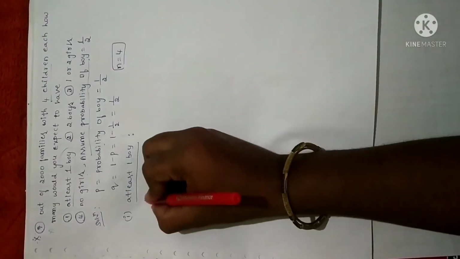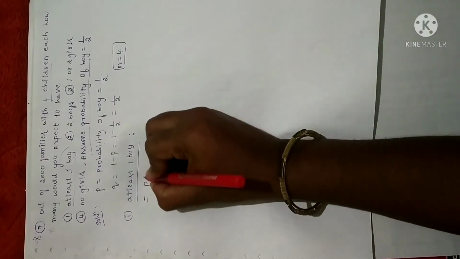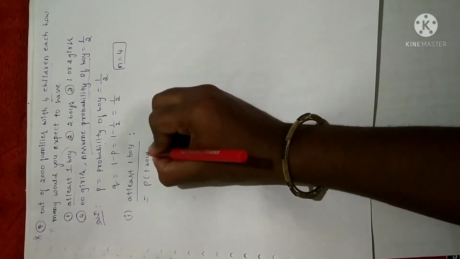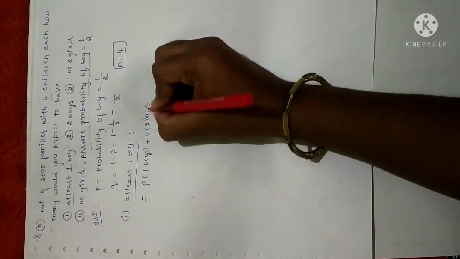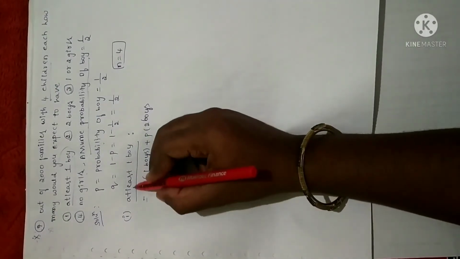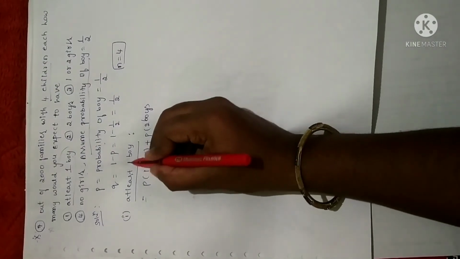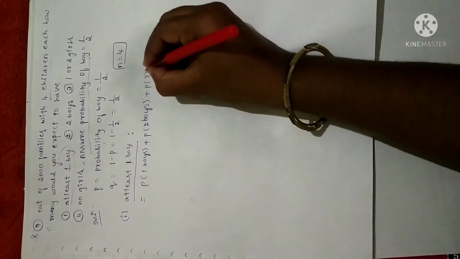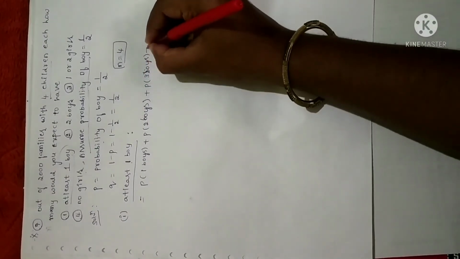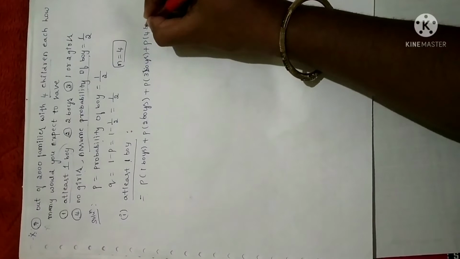So at least 1 boy will be equal to probability of 1 boy plus probability of 2 boys. Why? Because we cannot go to 0, since we are starting from 1. At least 1 means after 1 you have to go on. So probability of 2 boys plus probability of 3 boys plus probability of 4 boys.